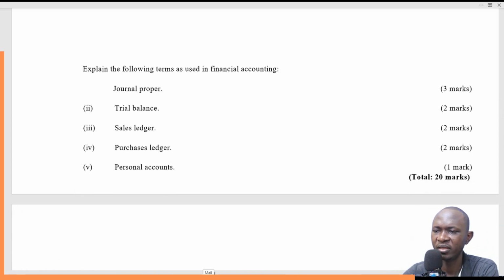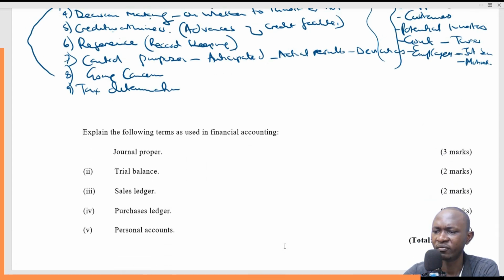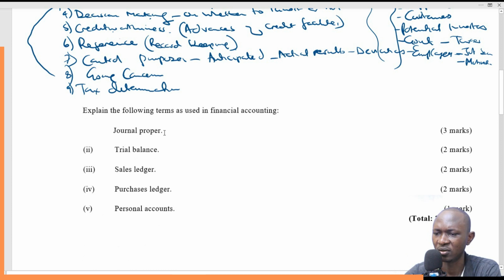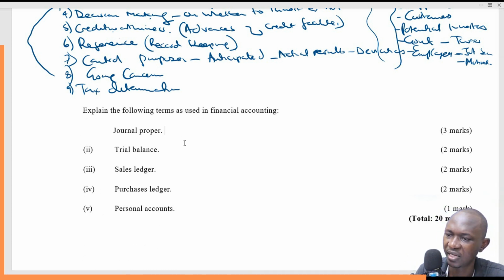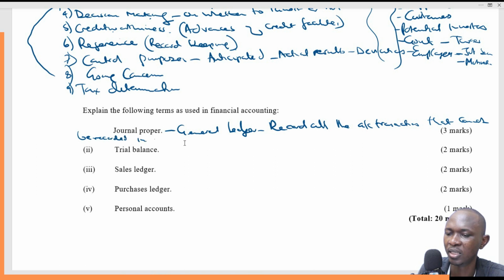Part B, explain the following terms as used in financial accounting. Journal proper. Journal proper, this is a general ledger. It's basically a general journal, and is used to record all the accounting transactions that cannot be recorded in any other journals.